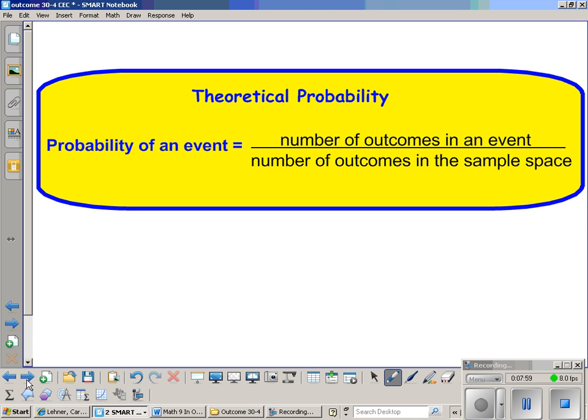Theoretical probability. So this is what would happen in theory. Probability of an event is the number of outcomes in the event divided by the number of outcomes in the sample space. So if we think back to when we were looking at the definitions, and we were rolling a 6-sided die, our sample space was 1 through 6, so there were 6 in the sample space. And the event that it was less than 3, it was just 1 and 2. So there were 2 numbers in the event. So the probability would have been 2 out of 6.